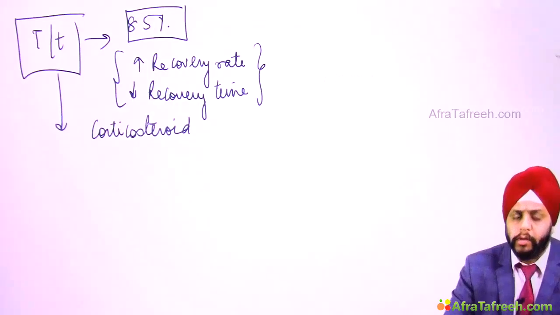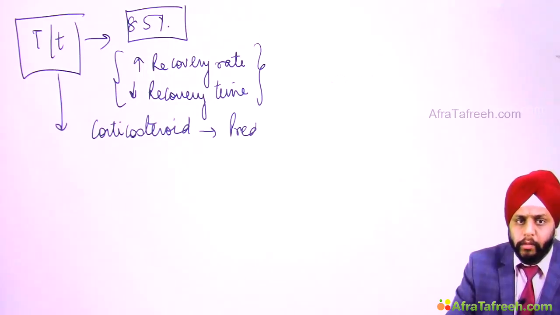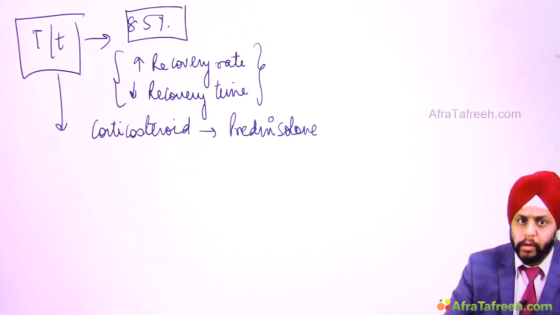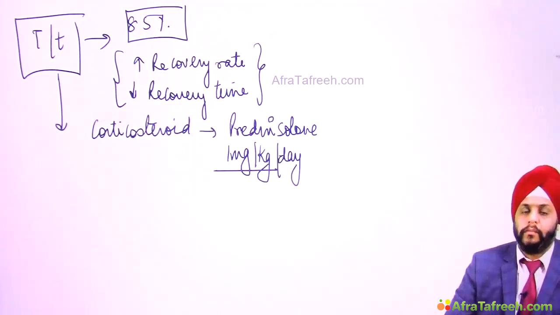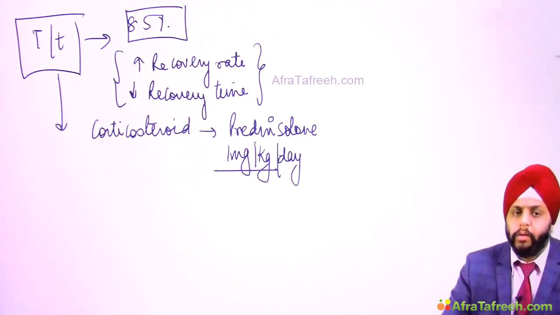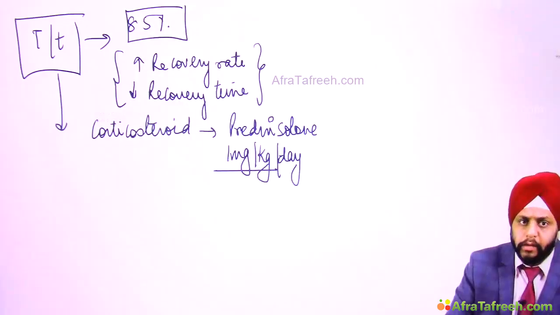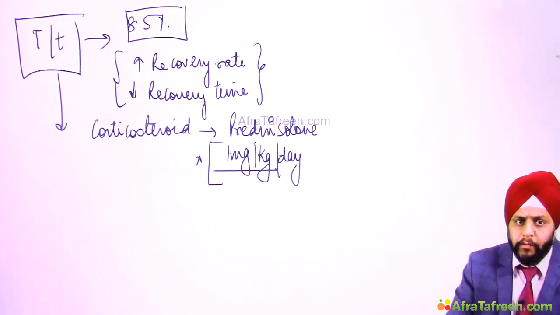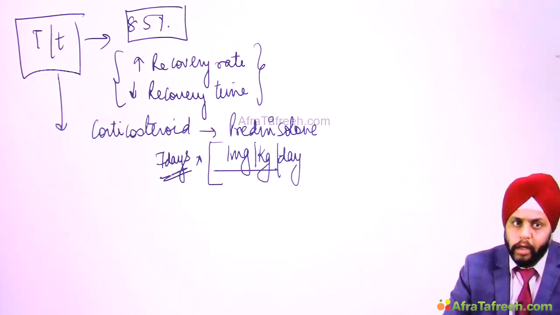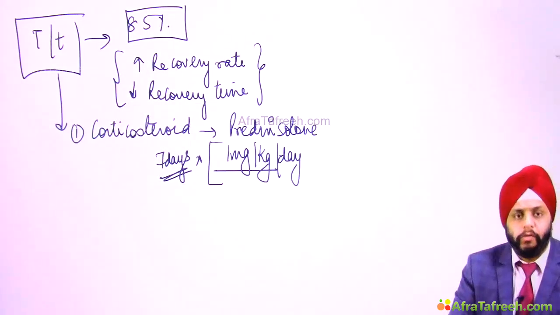You give a corticosteroid. Which corticosteroid? Let's say you give prednisolone. What is the dose of prednisolone? You give 1 milligram per kilogram body weight per day. So, let's say there is a 60 kilogram person, you will give 60 milligrams. For how many days? You give it for 7 days. So number one, you give corticosteroid.